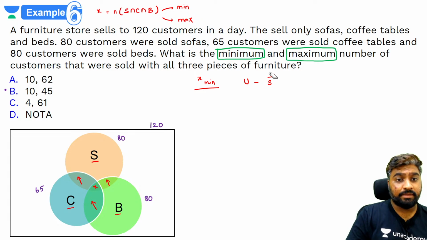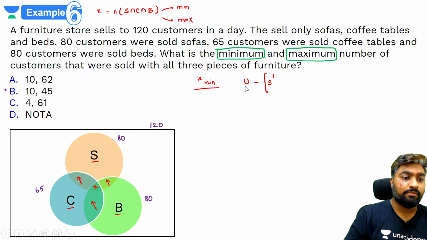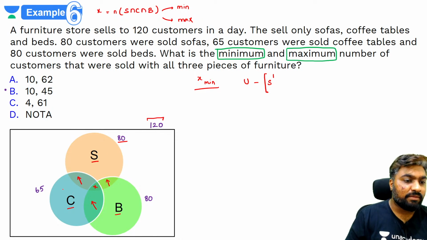Oh, sorry, no, people who don't buy a sofa. Yes, don't buy a sofa. That's very important. So if 80 out of 120 people buy a sofa, then how many do not buy a sofa? 40 people, right? 40 people don't buy a sofa. That means those 40 people will be present here. Say yes if you agree with this.